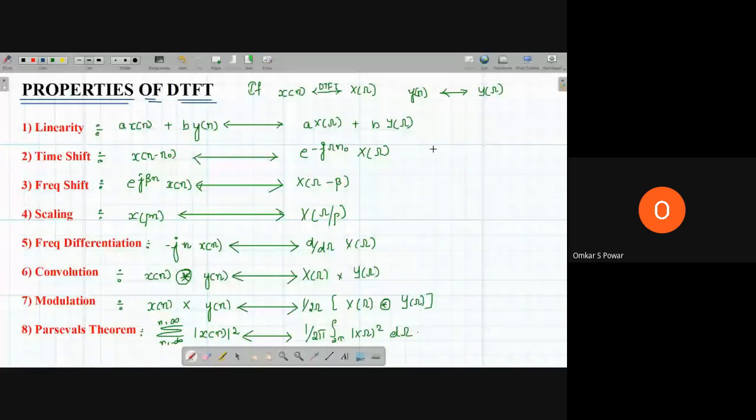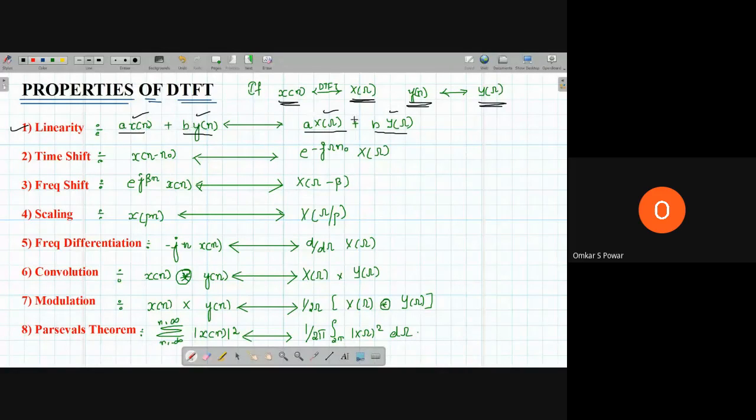Now let me go one by one about the properties of DTFT. Before that, when you define anything, x of n has DTFT X of omega, then y of n has DTFT Y of omega. The first property is the linearity property. a into x of n plus b into y of n will be a into X of omega plus b into Y of omega. You will be using this when problems come, like half on the left side, if you want to multiply, then you can multiply half here also. You have seen this in CTFT.